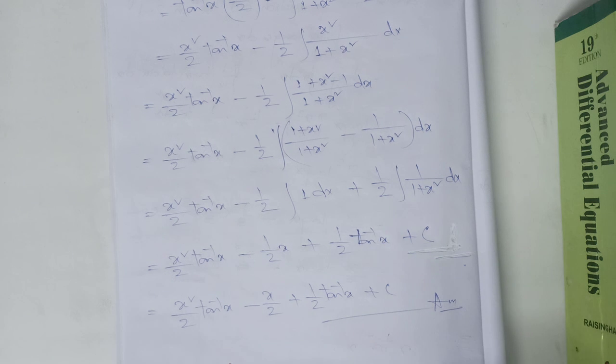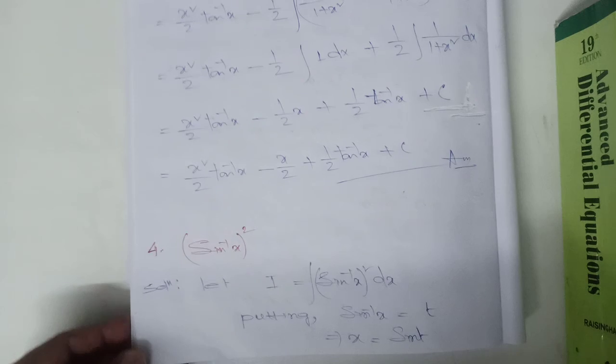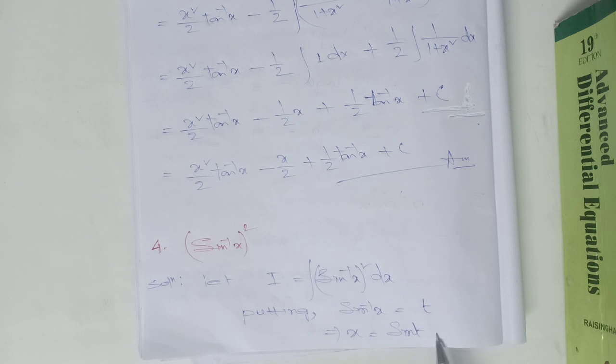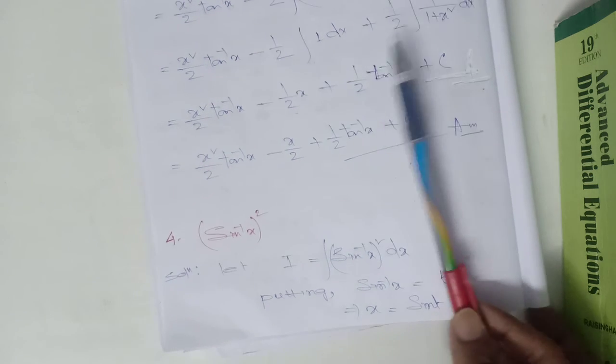Another question, let us take. The question is integration of sine inverse x whole square. So let us take I equal to integration of sine inverse x whole square dx. Putting sine inverse x equal to t, so the value of x we have got is sine t.